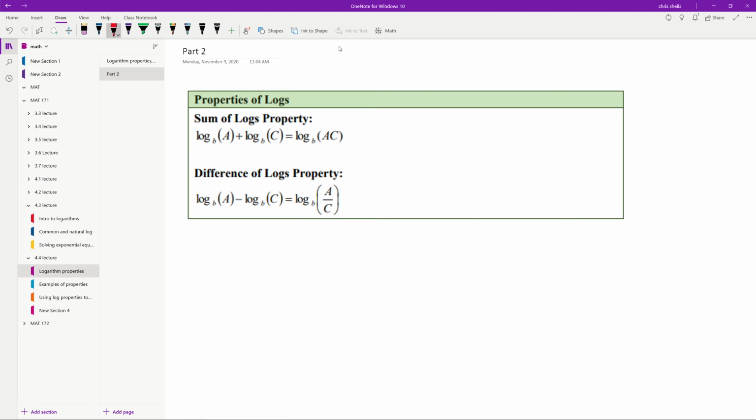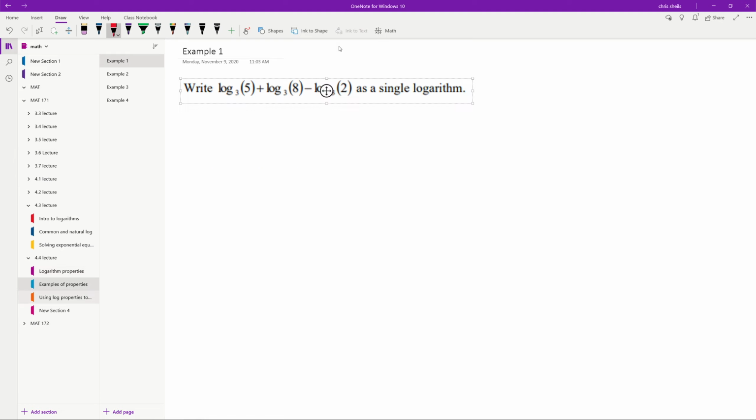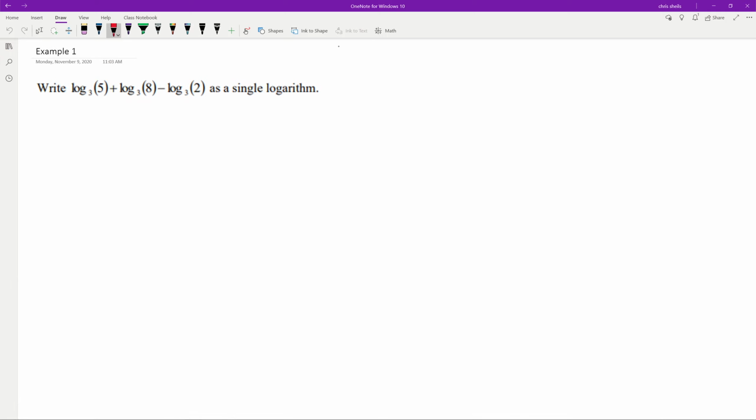And of course, this works both ways, right? I can expand a logarithm in which I have multiplication by breaking it up into two logarithms that have a sum between them, right? And similarly, a logarithm with division inside of it, I can express as the difference of two logarithms instead. So let's look at some examples in order to figure out what's going on here and how to use this stuff.